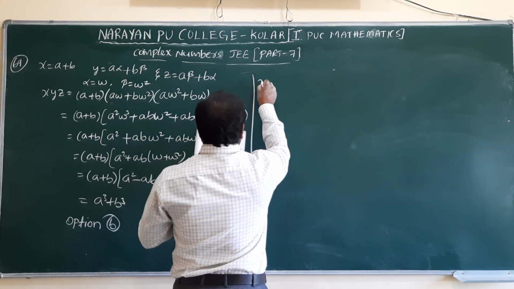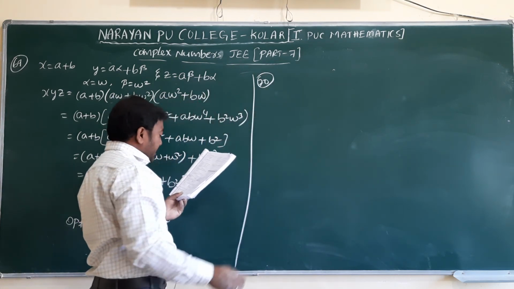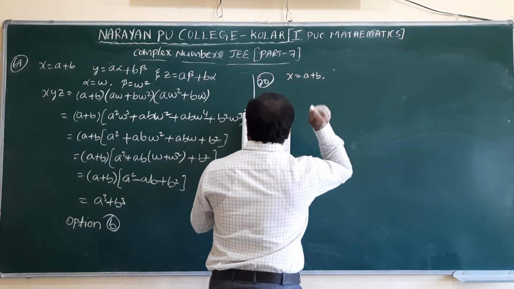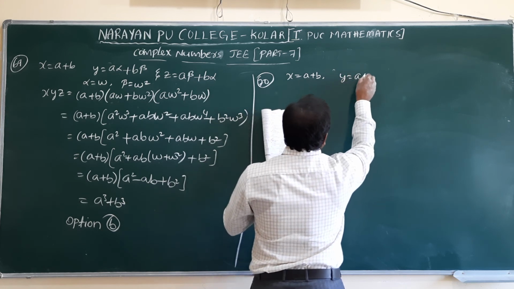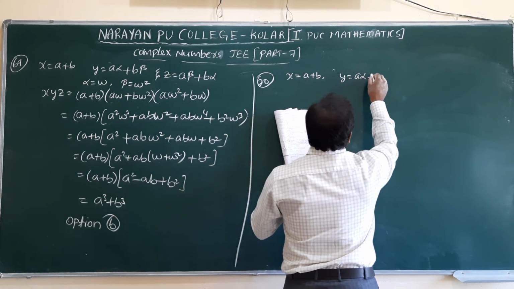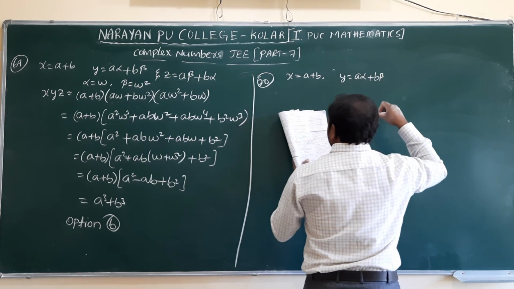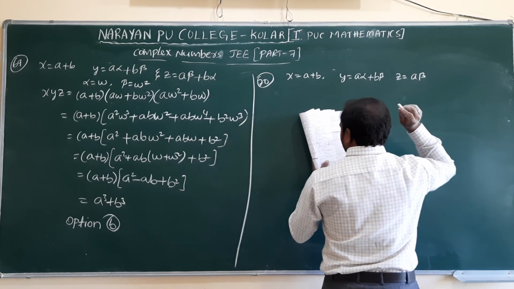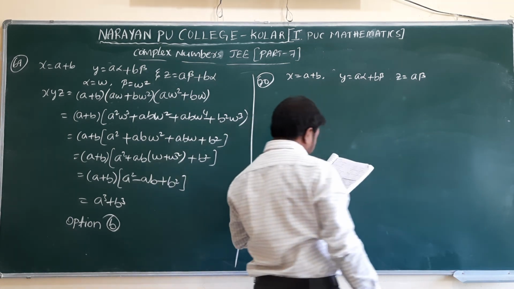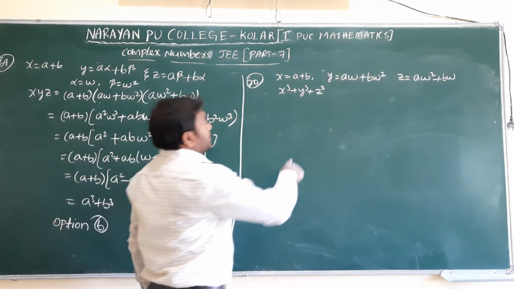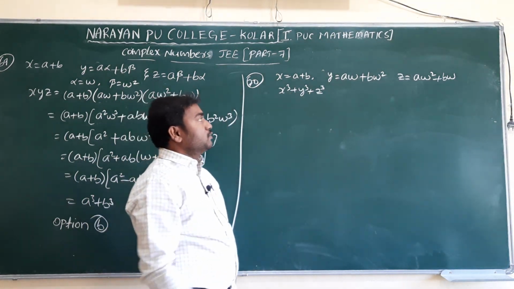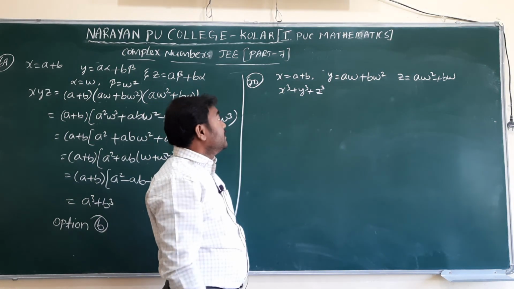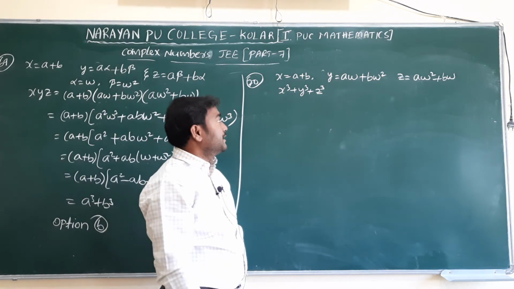Question number 70. If x is equal to a plus b, y is equal to a alpha plus b beta, z is equal to a beta plus b alpha. They have given x is equal to a plus b, y is equal to a omega plus b omega square, and z is equal to a omega square plus b omega, and we have to find the value of x cube plus y cube plus z cube.